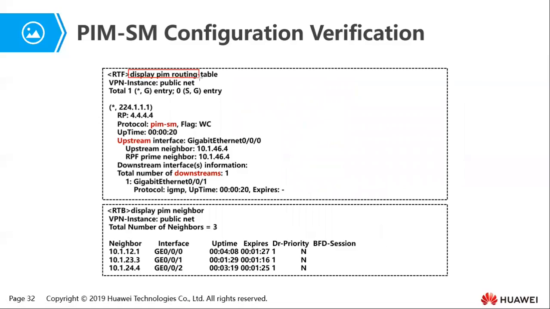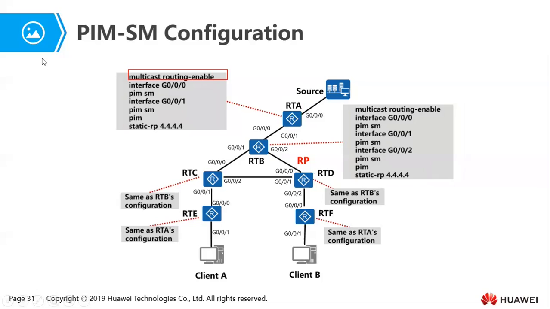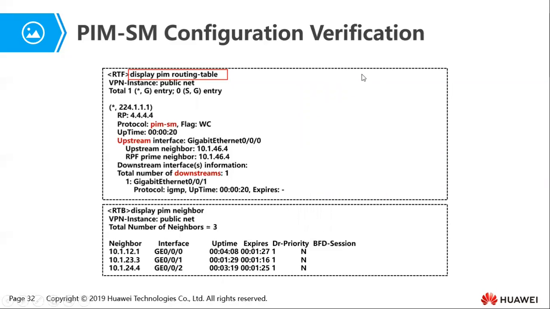If you do display pim routing table, we are on RTF. So this is RTF. It is interconnected directly to RTD. If we look at that, we can see that we are using (*, G). The source can be any, that is what star means. But this is the multicast group we want to join. The rendezvous point is 4.4.4.4. We can see the upstream interface is GigabitEthernet 0/0/0, and the downstream interface is GigabitEthernet 0/0/1. We can also see the neighbor. It is directly connected to RTD, so the neighbor is 10.1.46.4.